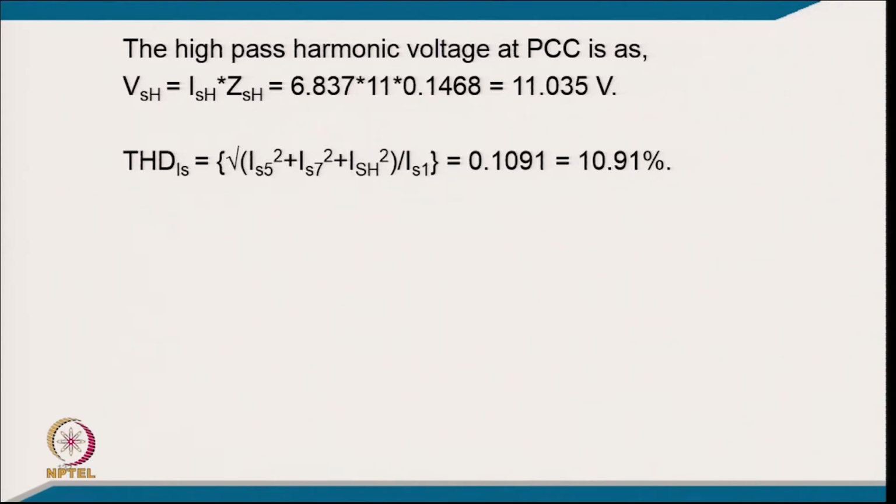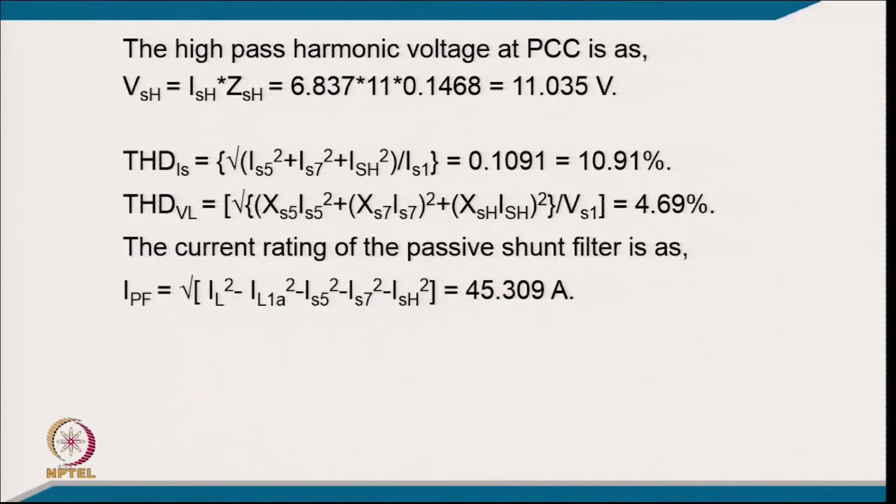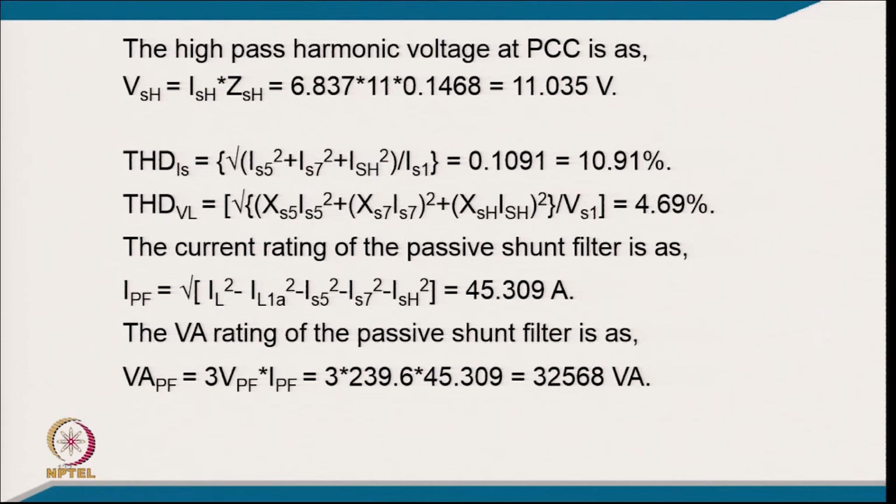comes 10.91 percent, and the THD of voltage, again taking the voltage of all the harmonics, will be 4.69 percent. The current rating of the passive shunt filter is all the current going to the passive filter, that is the total RMS load current minus the fundamental active component, then the fifth, seventh and the high pass. So, it comes 45.309 ampere, and the VA rating of the passive shunt filter is 3 into VPF into IPF, and giving a value, it comes 32,568 VA.